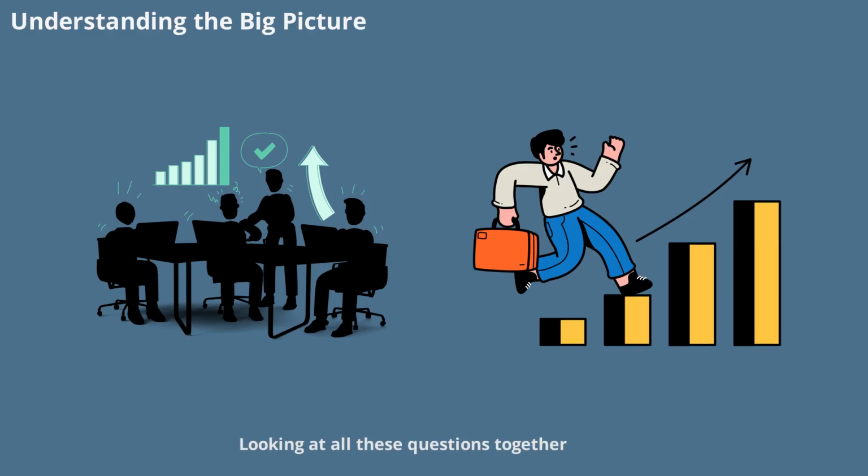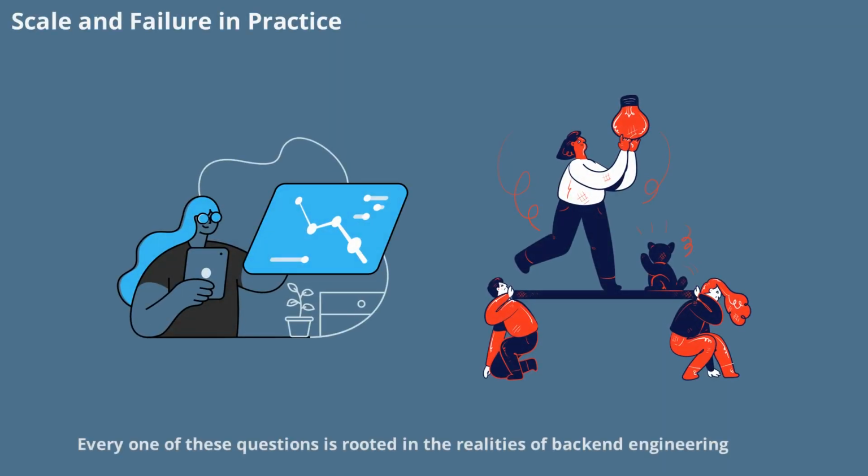Looking at all these questions together, it might seem overwhelming if you try to memorize everything at once. But if you take the time to understand the problems these concepts solve, you'll find them manageable. Each question is about dealing with scale, failure, and real-world issues that backend systems face daily. Every one of these questions is rooted in the realities of backend engineering.